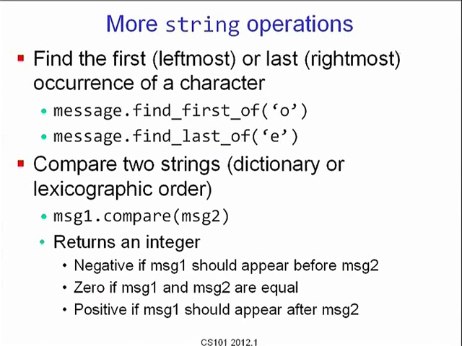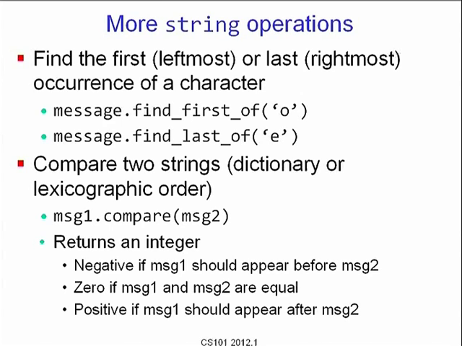More string operations. You can search for characters in the string. You can say find the first occurrence of O in hello world. If the character is not found, it returns some illegal value like -1, which doesn't make sense. Or you can find the last occurrence of a character, like find last of E.